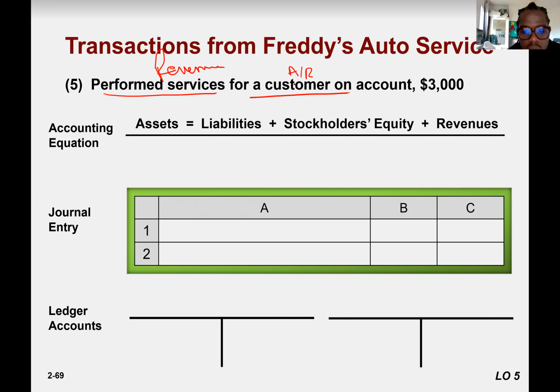Do we have received cash or not? Performed services for a customer on account. Credited. So which two accounts are going to hit?